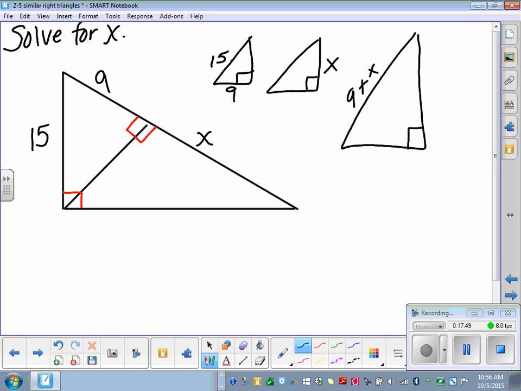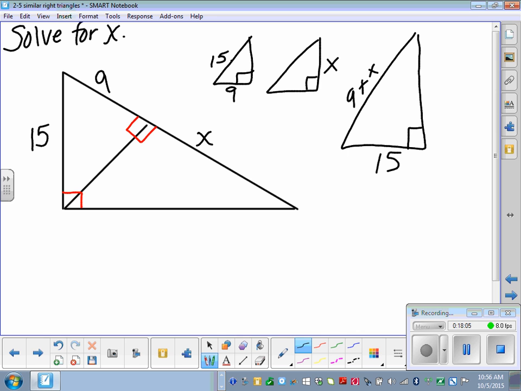Questions on that piece? Then on my huge, large triangle, 15 is the smaller side, right? So on this, my smaller side has been on the bottom, so that's 15. Does everybody see my 3 similar right triangles?